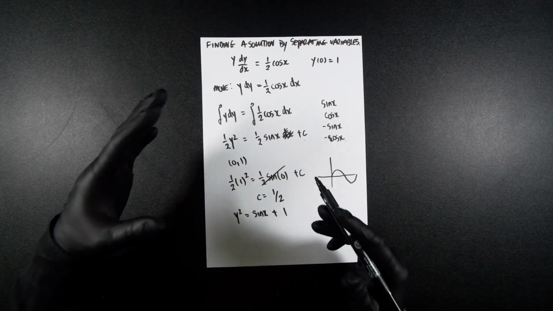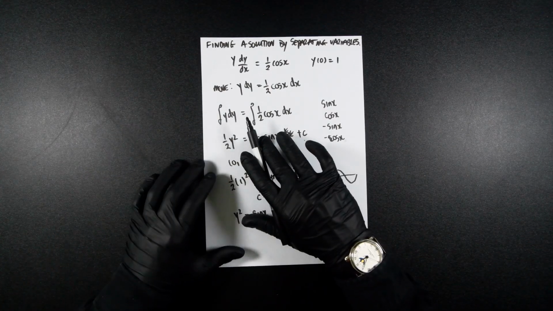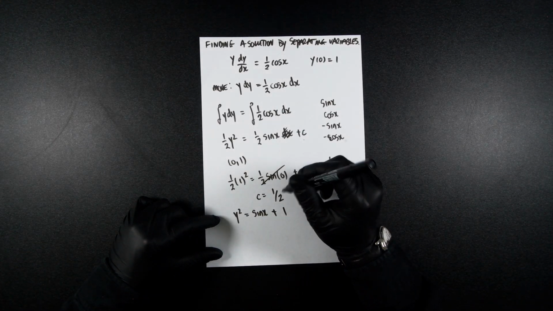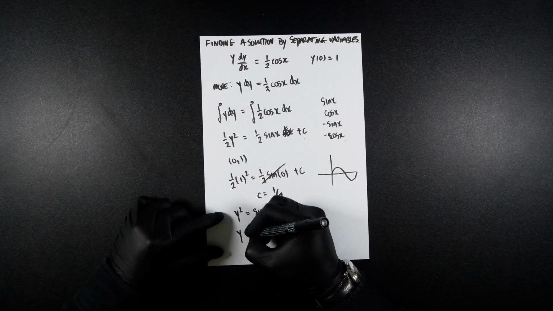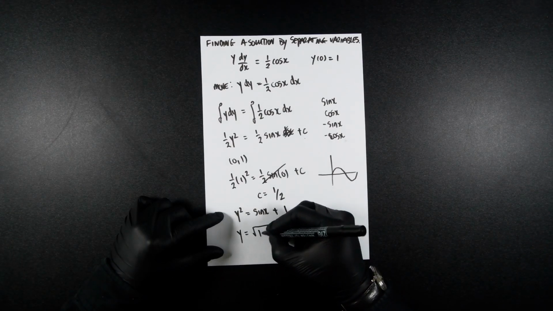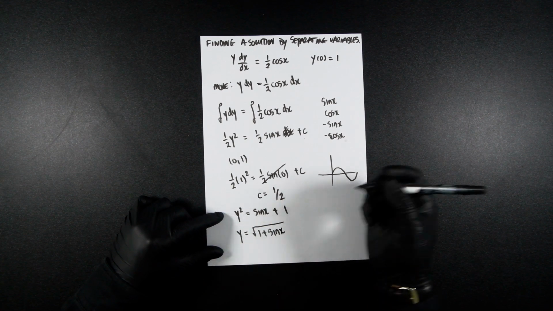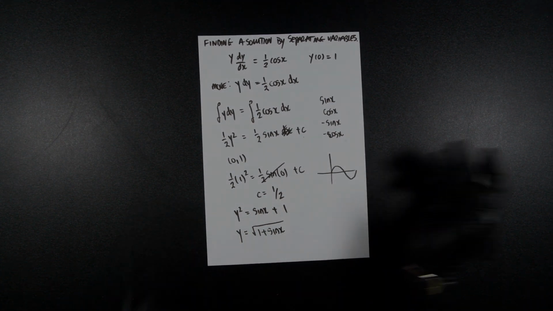But we're still not left in terms of y equals, so let's just square root both sides. So you're going to get y equals the square root of 1 plus sine x. And now we've done it.